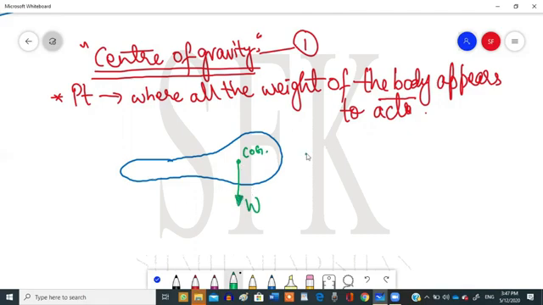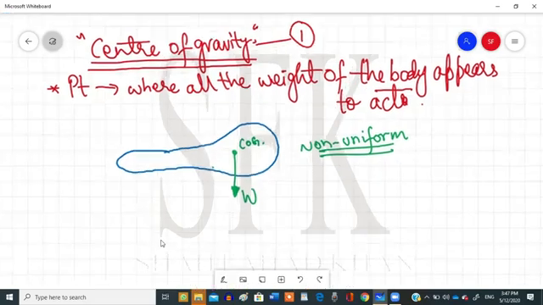In case of non-uniform objects, the weight does not act from the geometrical center, but rather it tends to shift towards that side where the weight appears to be in a greater quantity. And sometimes the examiner asks you to label the center of gravity, not accurately but just roughly. So this is how you're going to label it. Just label that point of that body which already has greater mass.